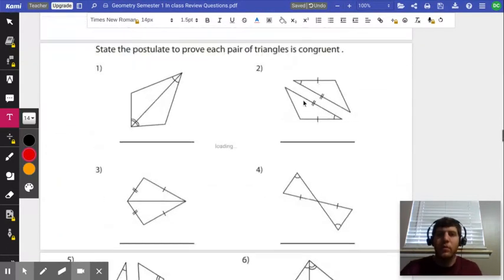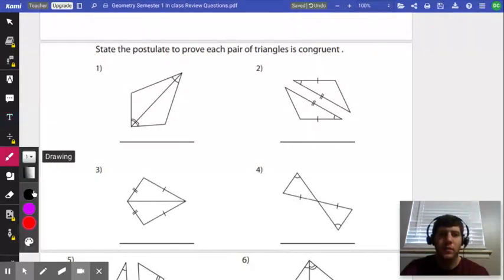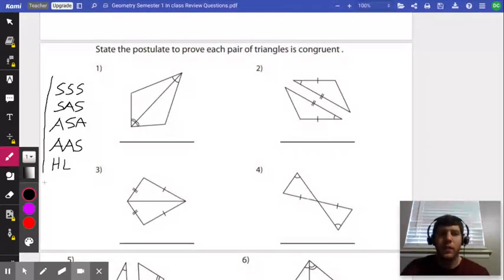All right, next thing we want to go over is what ways we have to show triangles congruent. So let's write the ways on the side here. We have side, side, side. We have side, angle, side. We have angle, side, angle. We have angle, angle, side. And we have HL. These are the five ways we have to show that triangles are congruent.